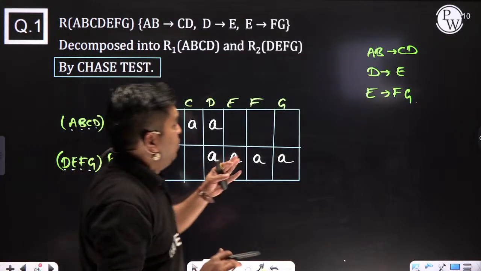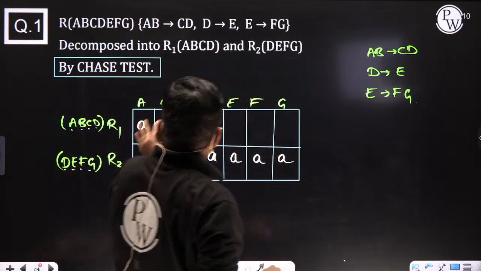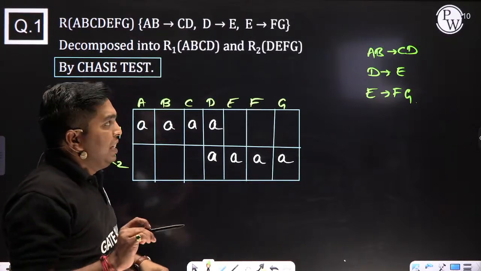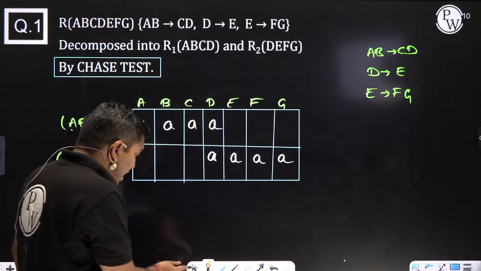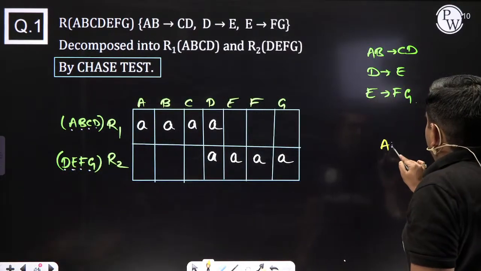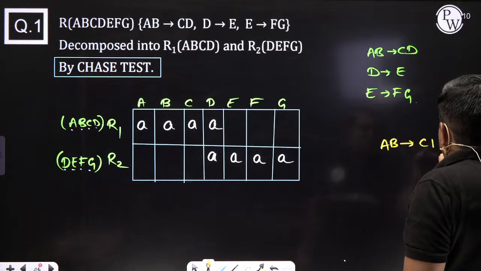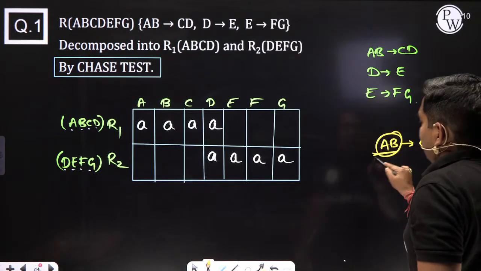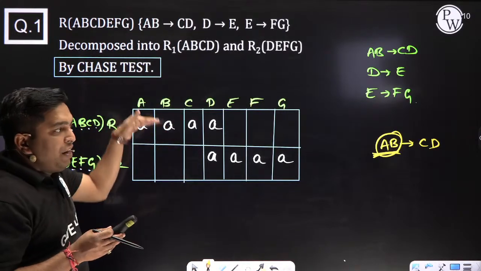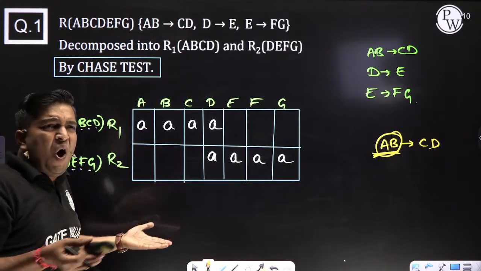Now listen, we are done with step number 1. Now check AB tends to CD. In the FD AB tends to CD, can we have two AB tuples with the same value? Does AB have two same values? Everyone let me know.